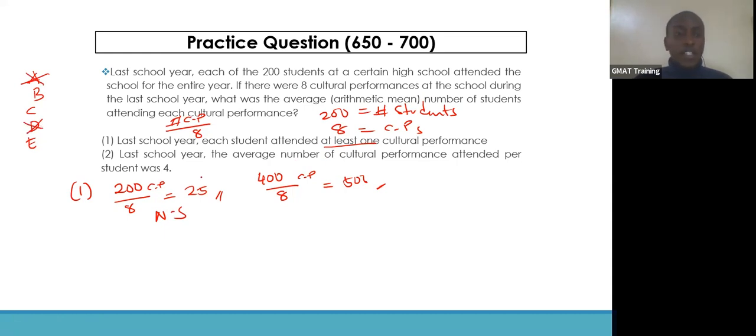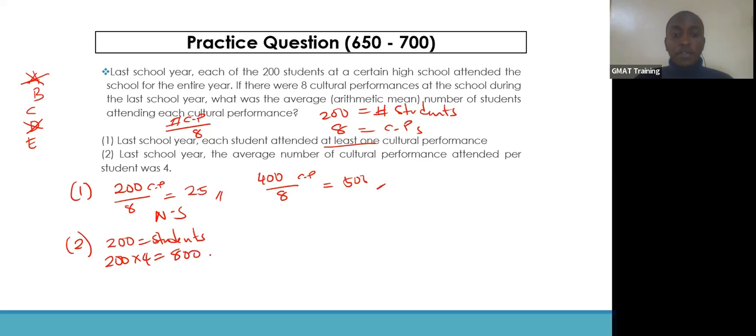In an exam setting, you can actually make a clever guess using B, C, and E, right? Now statement 2. Last school year, the average number of cultural performances attended by a student was 4. What does it mean by that? The average number of cultural performances attended per student was 4. So given that we have 200 students, right? Each student attended 4 cultural performances.